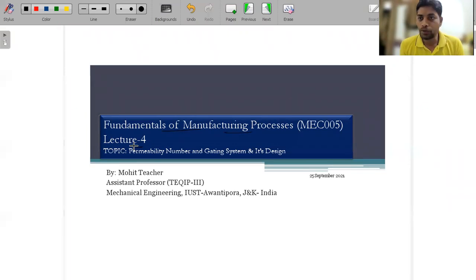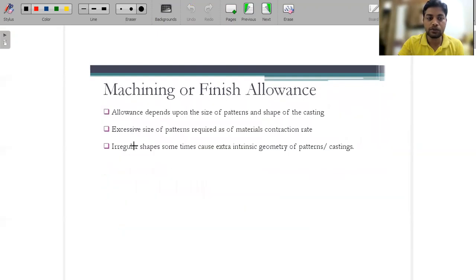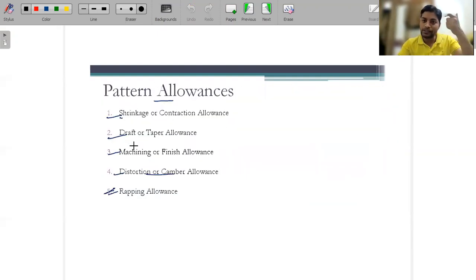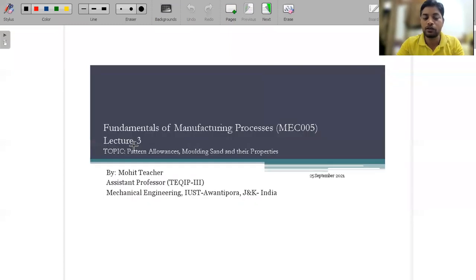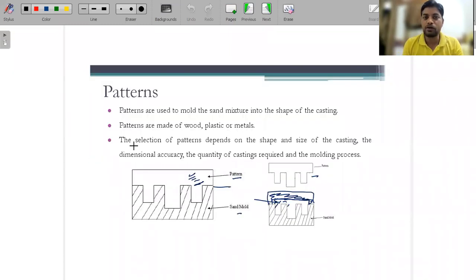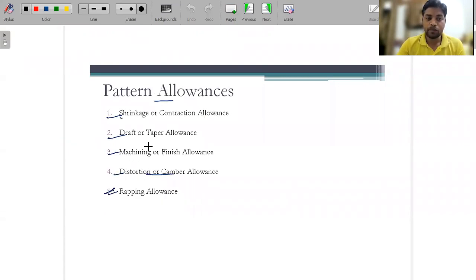In the second lecture, at the end, we started the topic of patterns: how these patterns work and what kind of shapes we can use as per the casting that we are making. We discussed that in the second lecture, and at the end of it we started the pattern allowances. So what are the allowances that are affiliated with the pattern?